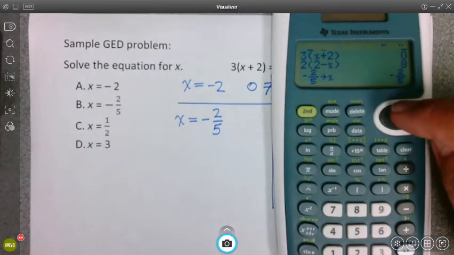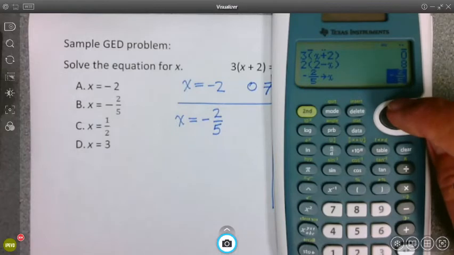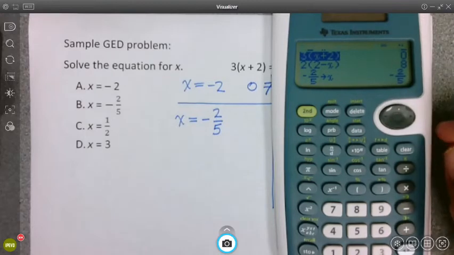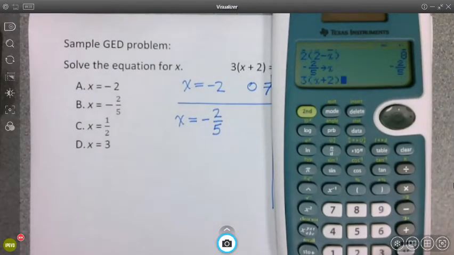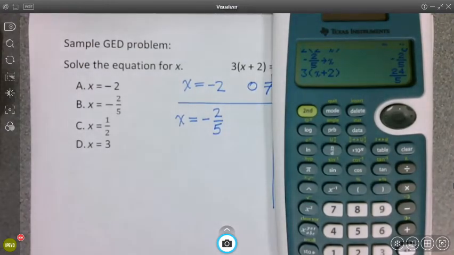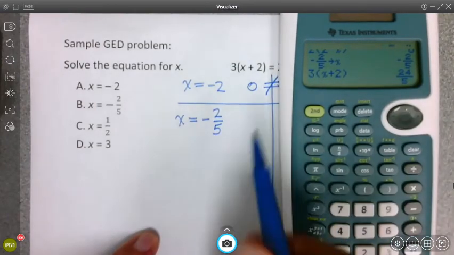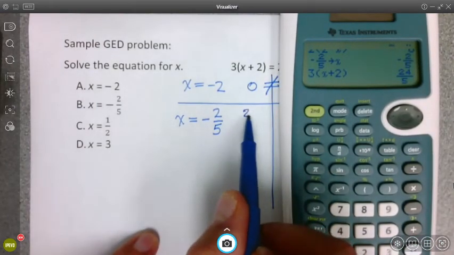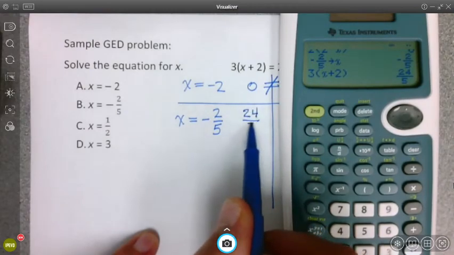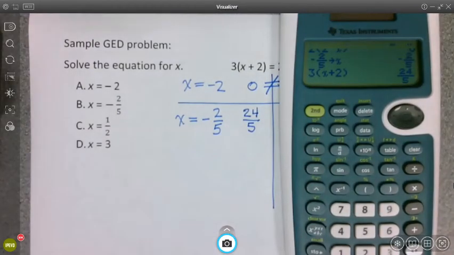So I can use the up arrow key of the calculator. Notice that it's moving the cursor upwards until I'm right on top of 3 times x plus 2. When I hit enter, it retypes that expression for me, and then I hit enter again, and it finds the value of that expression when x is -2/5, and the value is 24/5. So let's write 24 over 5. That's what that left-hand side is equal to when x is -2/5.